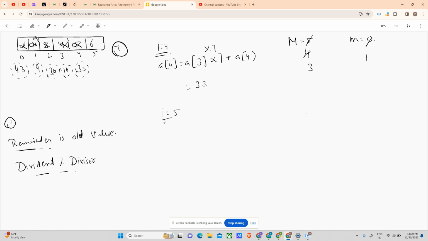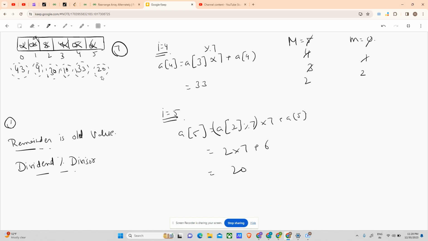Okay. For I equals to 5, A of 5, this is 2 here. A of 5 now is A of M, that is equals to, sorry, I've not incremented it at the right place. It will be 2. A of 5 will be equals to A of 2 mod 7 into 7 plus A of 5, which is equals to A of 2 now is 30. 30 mod 7 is 2 into 7 plus A of 5 is 6, which is equals to 14 plus 6, that is equals to 20. Okay. Change it.